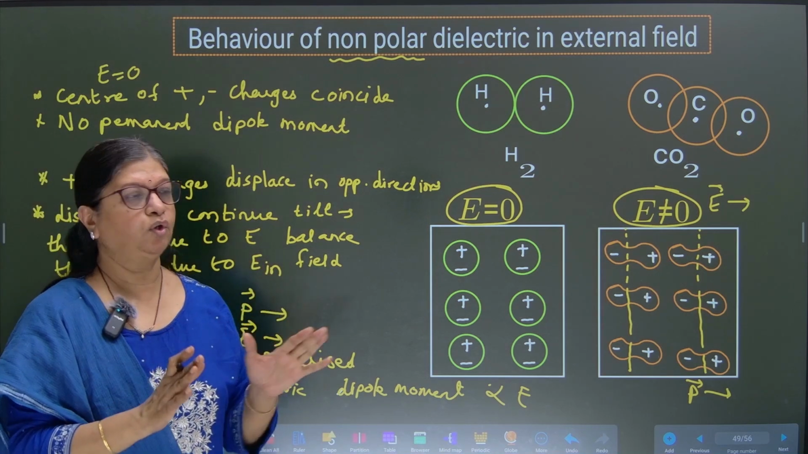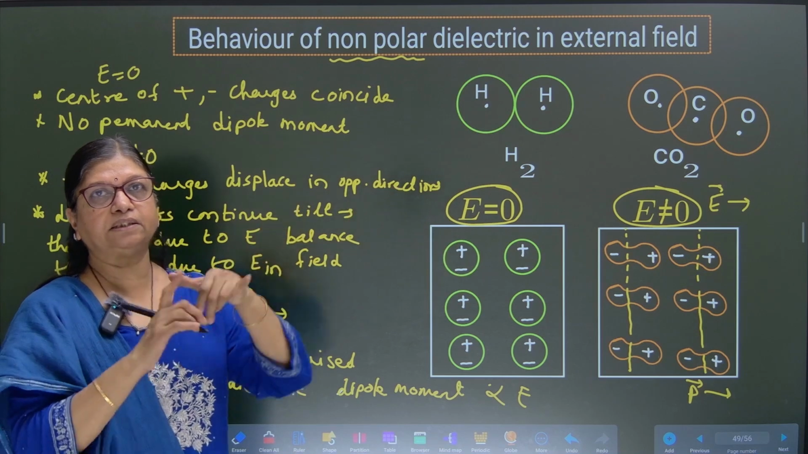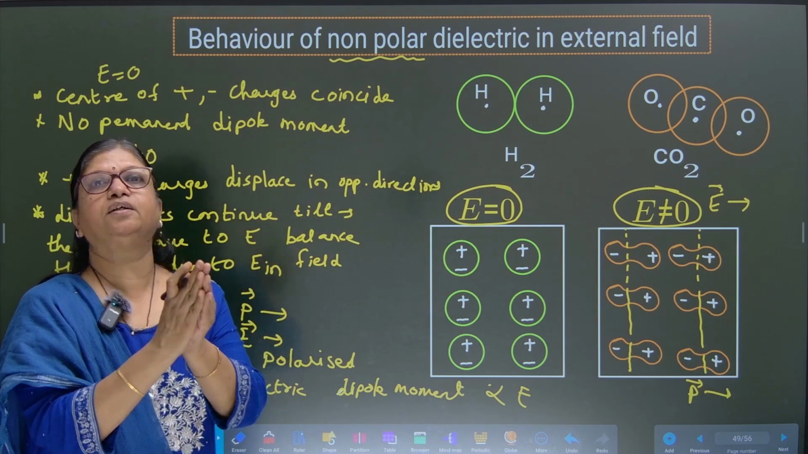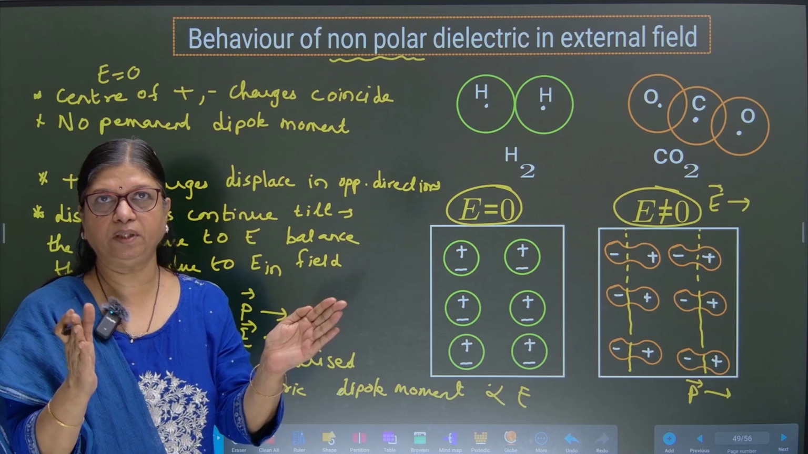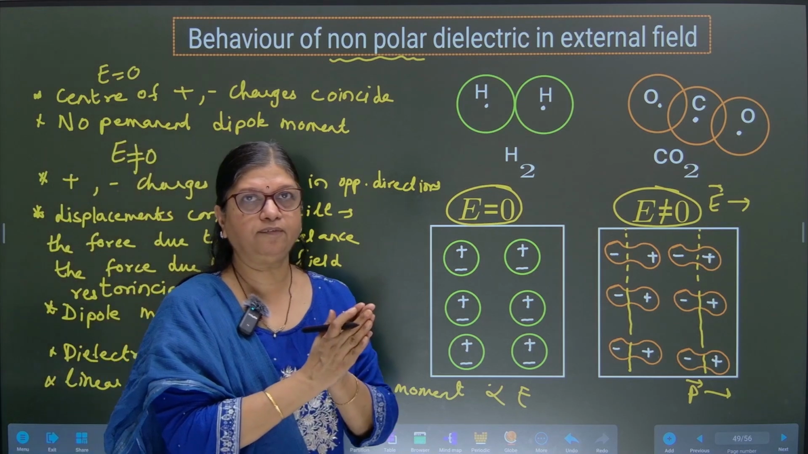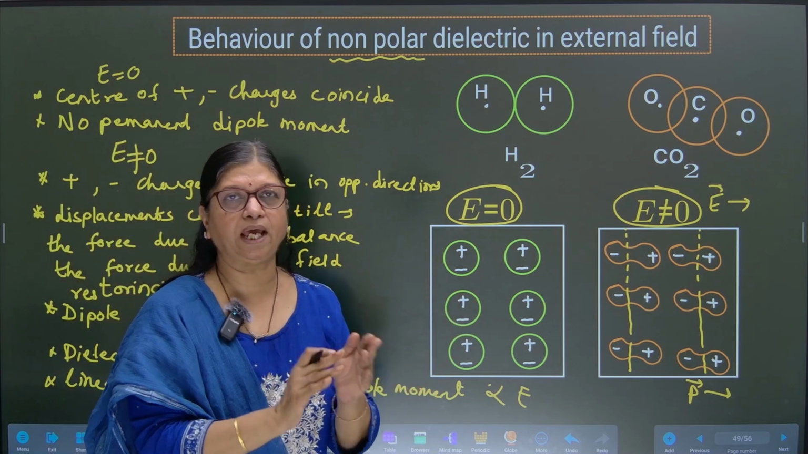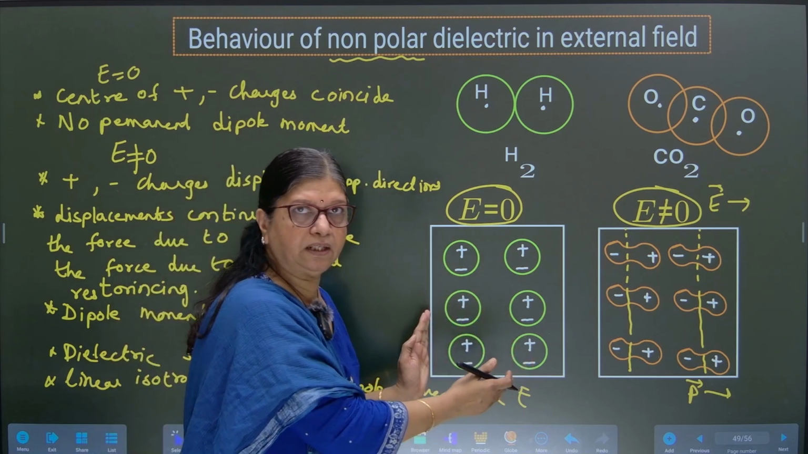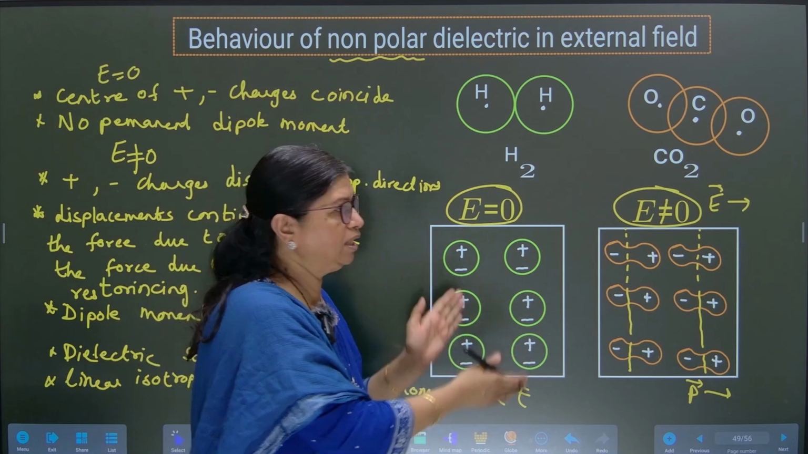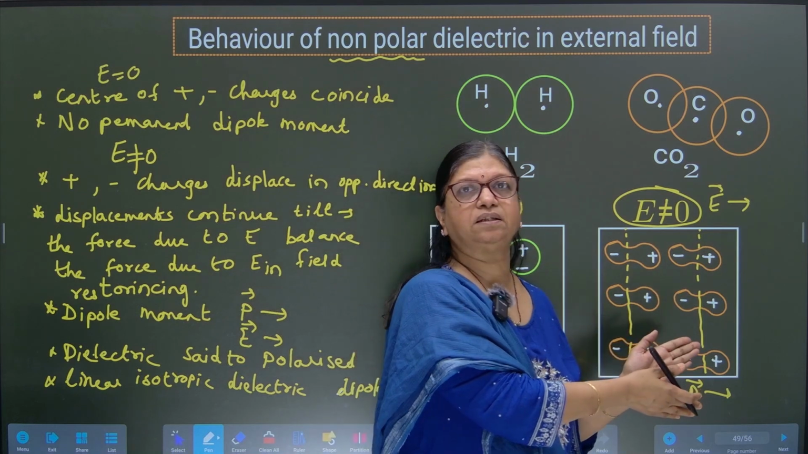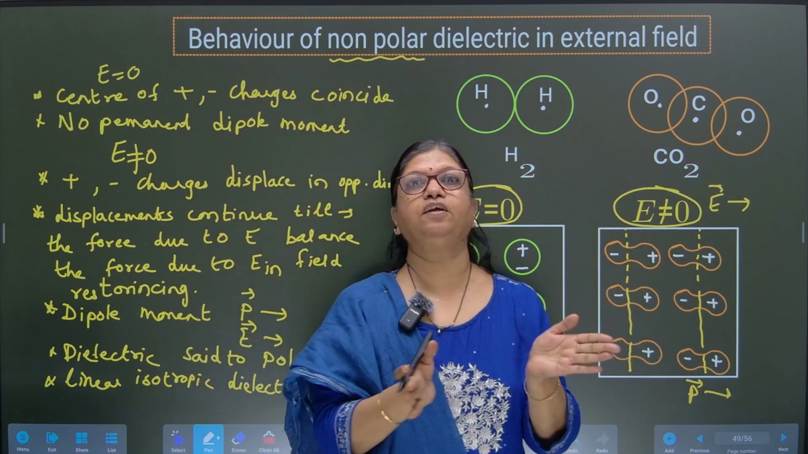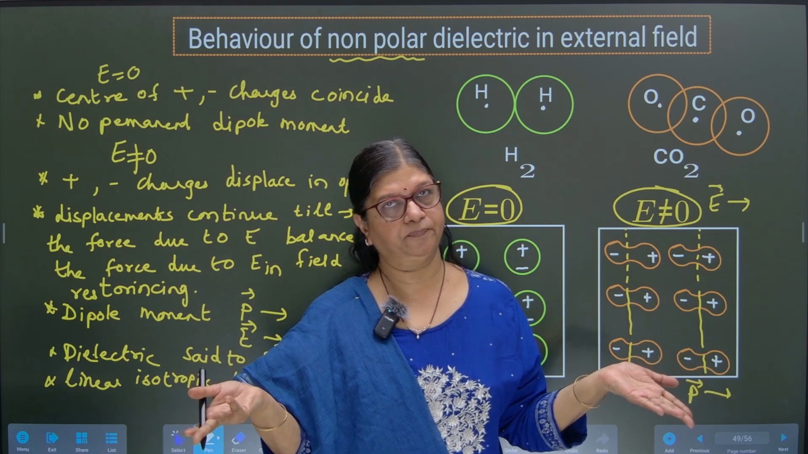So initially the centers of the positive charge and negative charge coincide. That means they are together. There is no space between them. When there is no electric field, there is no dipole moment and no permanent dipole moment. As soon as I place this non-polar dielectric material in the presence of an external field, the positive and negative charges will start moving away from each other in opposite directions.